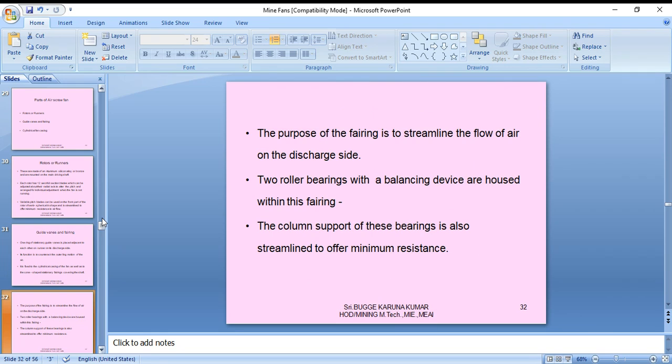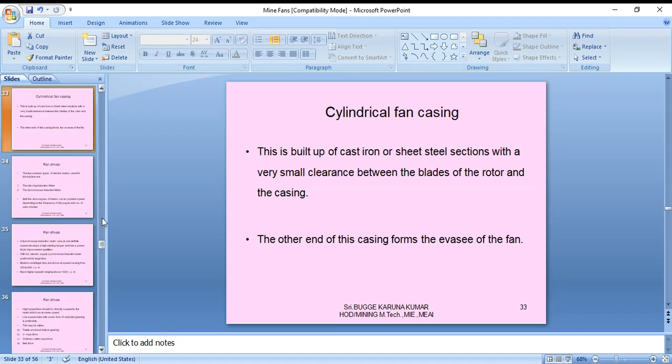The purpose of the fairing is to streamline the flow of air on the discharge side. Two roller bearings with a balancing device are housed within the fairing. The column support to these bearings is also streamlined for minimum resistance. This is for minimizing the resistance. Such type of structure we are practicing.